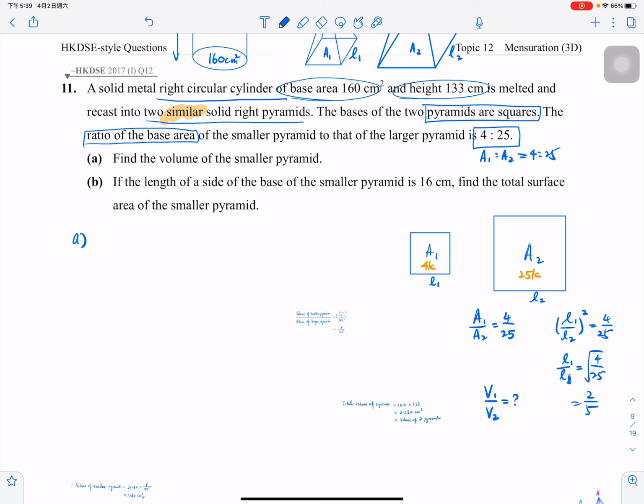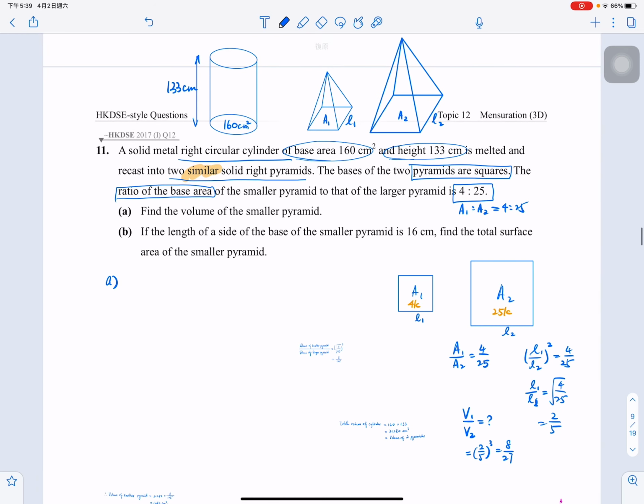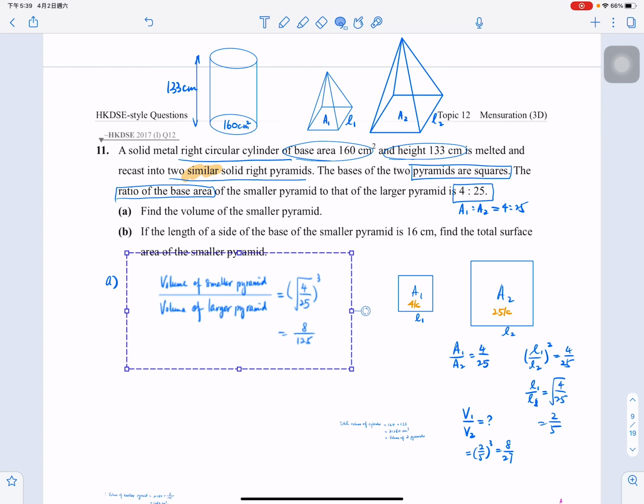Yes, this one equals 2 over 5 and then take the cube, correct? So 8 over 27, okay? So that means you can think of it this way: I use the ratio of the volumes, 8 and 27, okay? Break it into 8 plus 27 parts, and the smaller one has only 8, okay? So let's do it now.